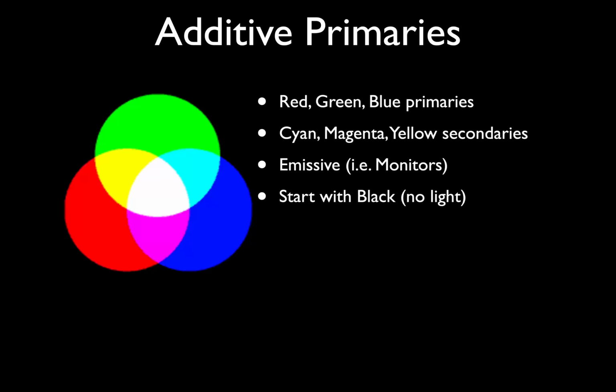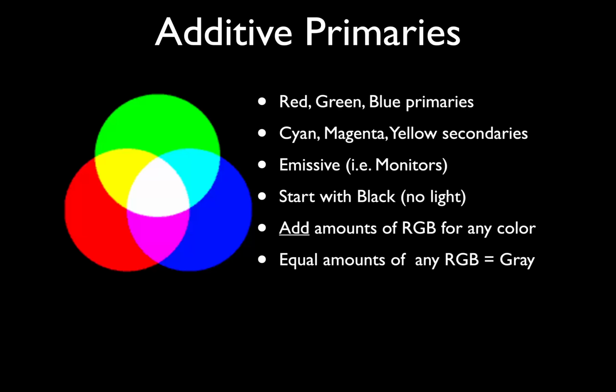So you start with black. There is no light. You add different amounts of RGB to achieve any color that you want. Equal amounts of RGB equal gray. This is critical to us because this is how you white balance images. When you use the white balance control in Camera Raw and look for something in your image that should be neutral, when you click on it, it makes whatever you clicked on have equal amounts of RGB. That makes it neutral, and it is white balanced.